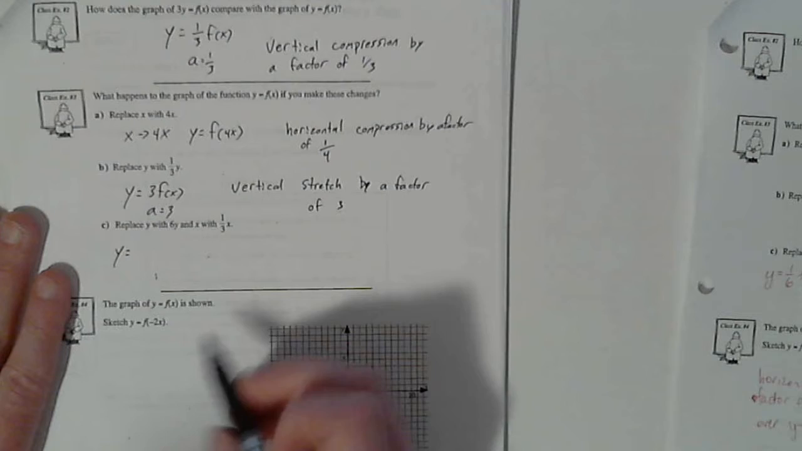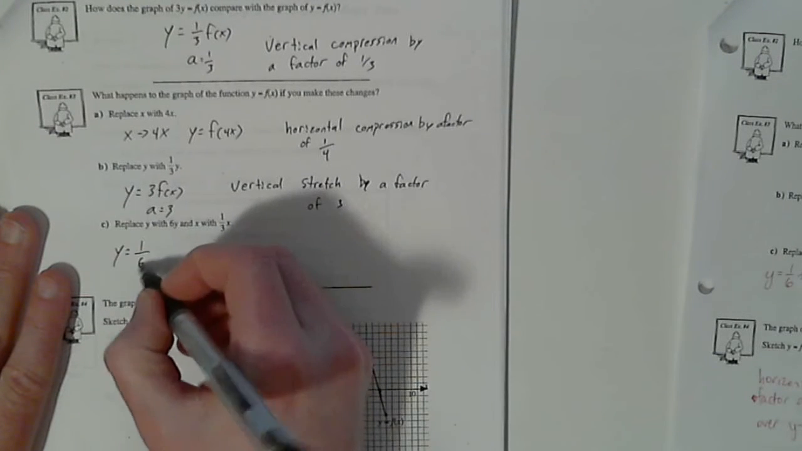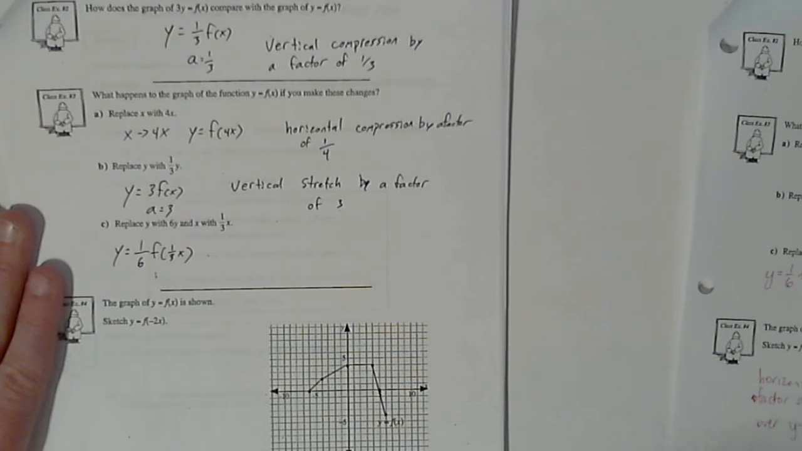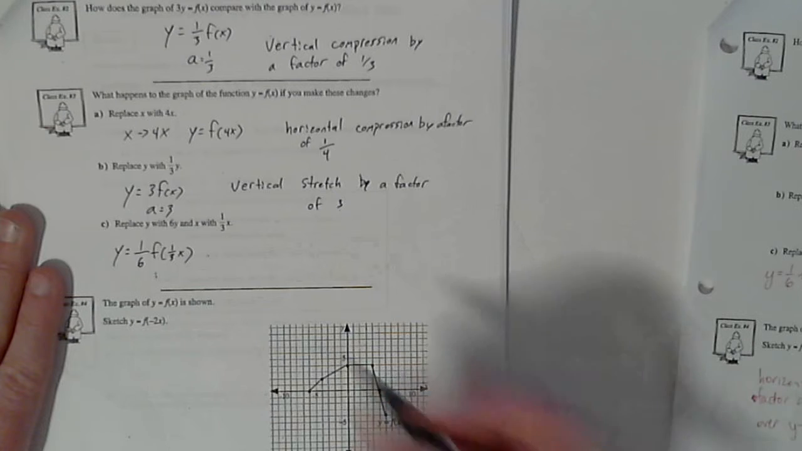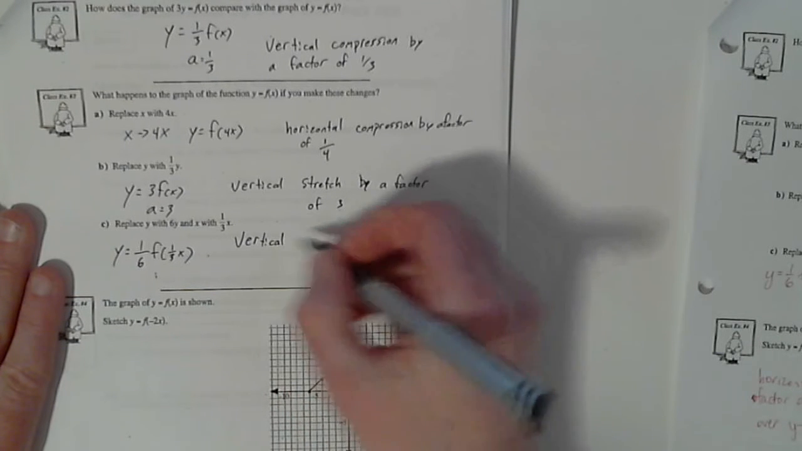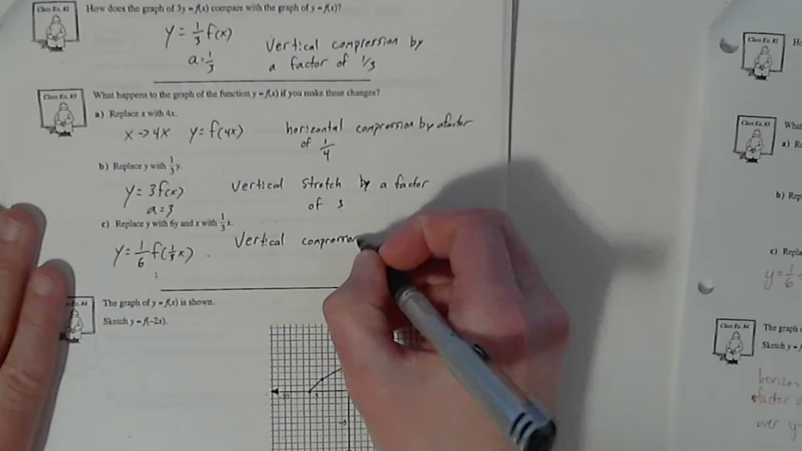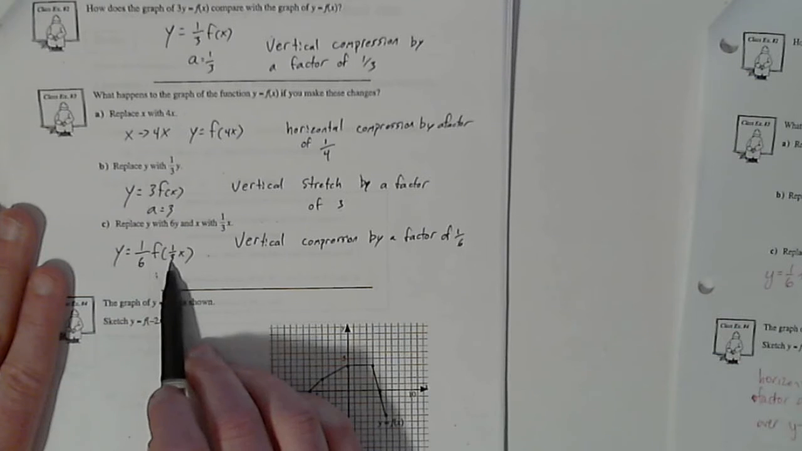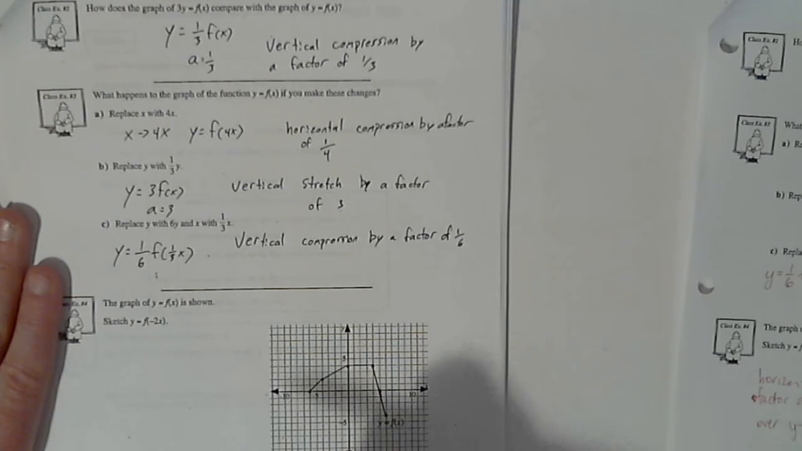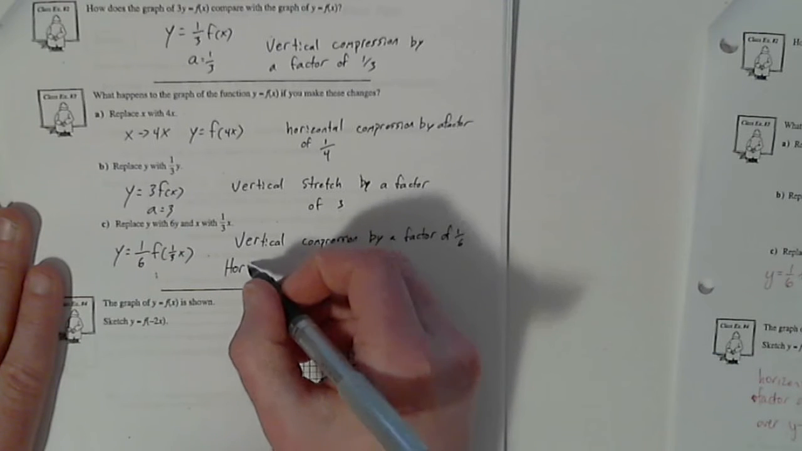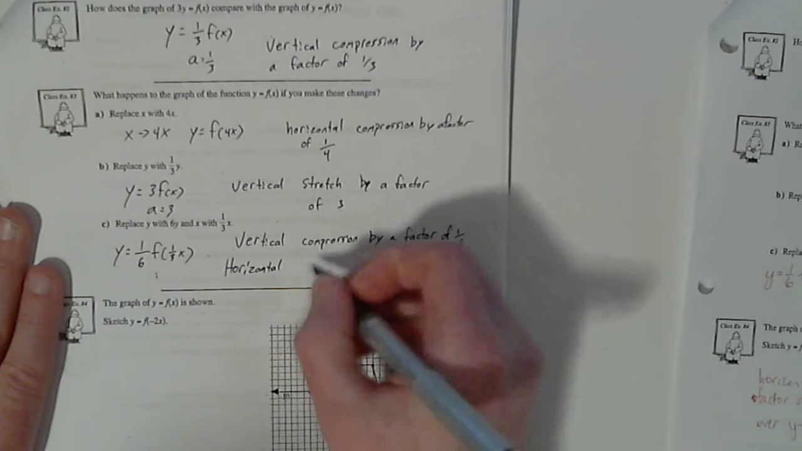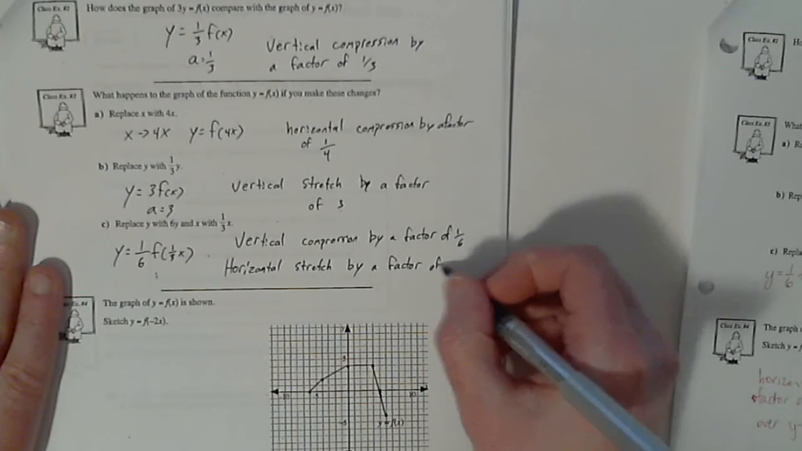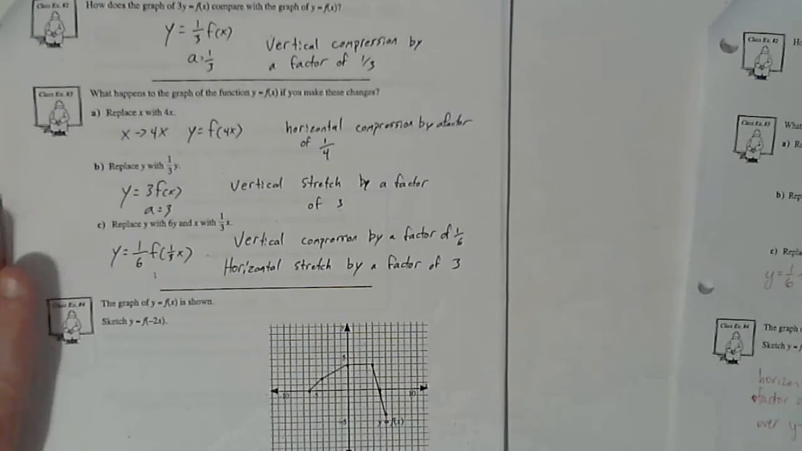Replace y with 6y and x with 1/3 x. So let's write out what the function's going to look like first. If y is 6y, move it to the other side, it's going to be 1/6 on the other side. F of, and this one just goes in the way it looks, 1/3 of x. So, vertical compression by a factor of 1/6. And then from this inside, this is actually going to be an expansion, because it's always by 1/b. So this is a horizontal expansion or horizontal stretch by a factor of 3, 1/b.